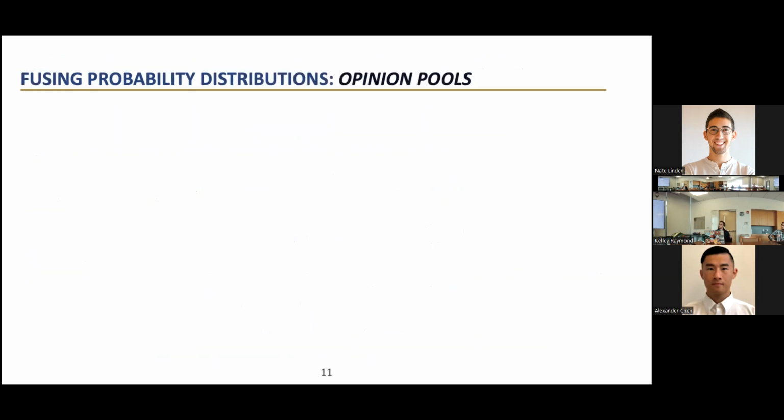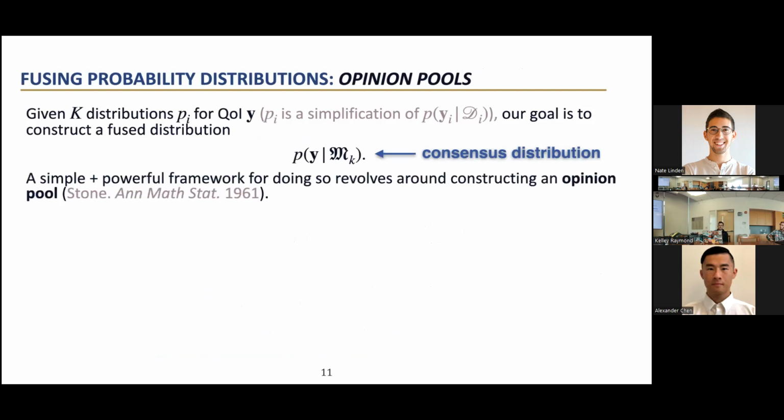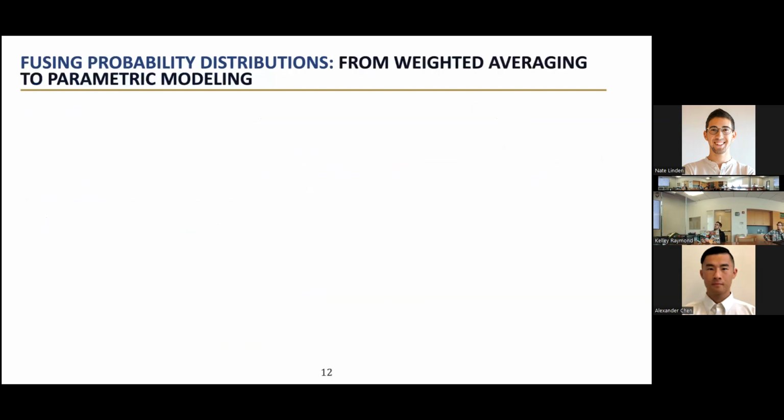So the simplest way of fusing probability distributions is what's called an opinion pool, and this goes back to the 70s and 80s. So we want to construct this consensus distribution, so the probability of the quantity of interest conditioned on the whole family of models, all the data, and all the parameters of those models. We can do this by just choosing a set of weights for each model, and then the consensus distribution is just a weighted average of each distribution given each model. But how do we choose the weights? This theory just says you have some weights, they're probably just given to you. But how do we choose them? So we're going to talk about ways to choose these weights.